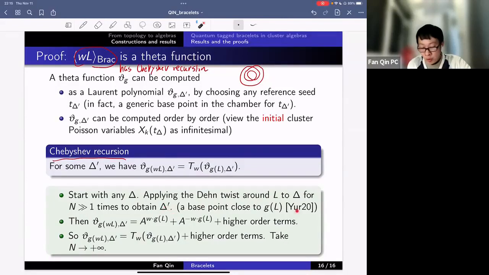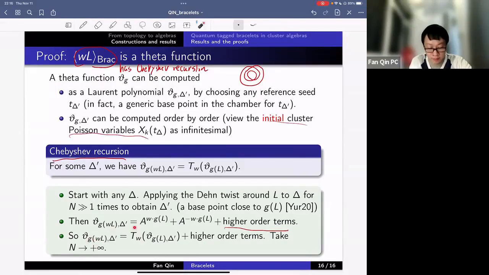In the language of Gross-Hacking-Keel-Kontsevich, actually, this means that you choose a base point close to the g-vector of the loop, close enough. Now for this very special base point, the theta function can be written as a Laurent polynomial with a leading power. So this is a g-vector, and this is a Laurent monomial with a negative of its leading degree, and with higher order terms, by which I mean higher order in the sense of the scattering diagram or in the sense of cluster variables.